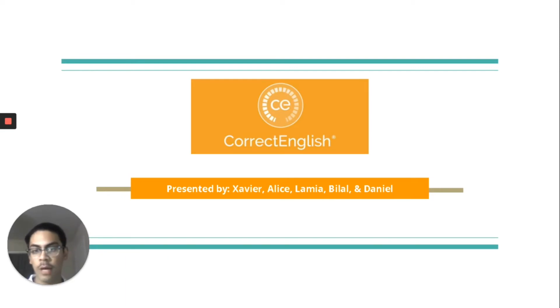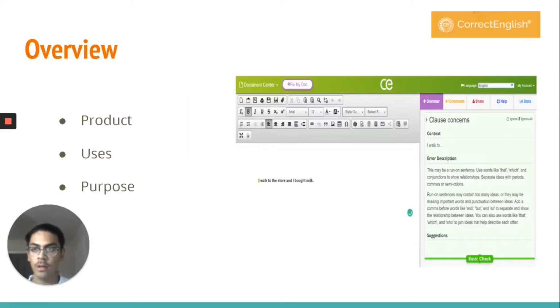So here today we have a program called Correct English, and we will be showing you the features, some test results of this program, and just our overall opinion of Correct English. So a little overview of Correct English. It is an editing tool for all of your writing. So you could use Correct English for your blog posts, your assignments, your essays, whatever it may be. Its main purpose is to fix your writing.